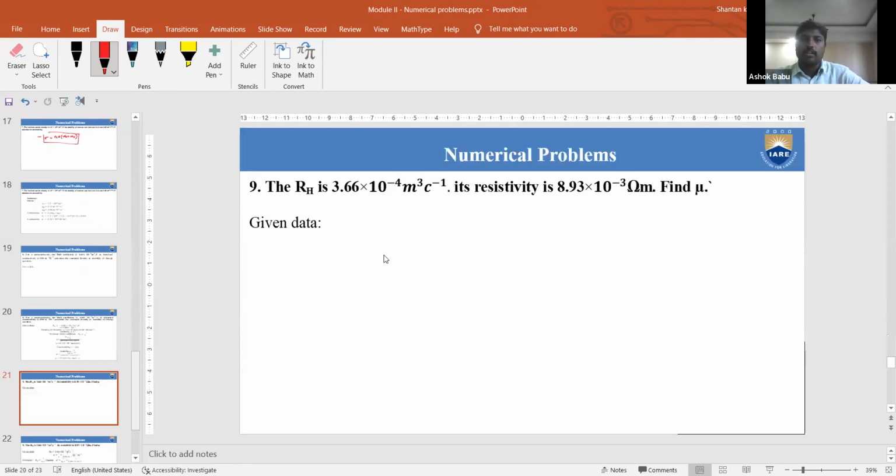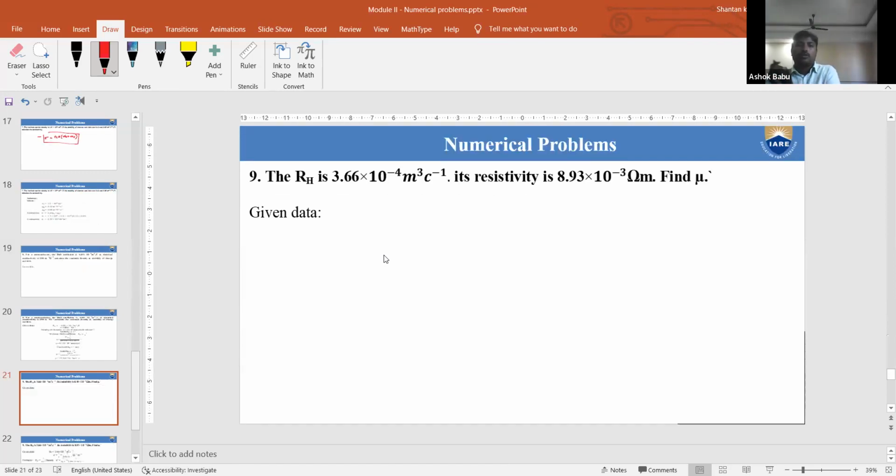And the ninth one, note it down. The Hall coefficient RH is given as 3.66 into 10 power minus 4. Its resistivity is given as 8.93 into 10 power minus 3 ohm meter. Find the mobility. First of all, find the conductivity using the resistivity: conductivity equals 1 by resistivity. Use that formula.